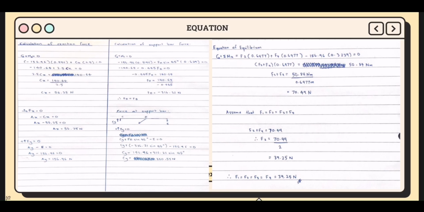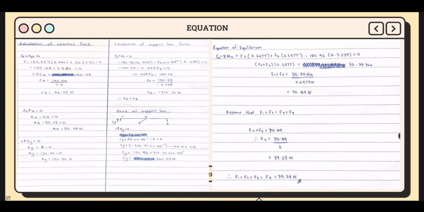Then the reacting forces on the y-axis are Ay and the force at E. Because the object is in equilibrium, the total force in that direction is equal to 0. So we can find the Ay value by substituting the force at point E in the Ay minus E equal to 0 equation and moving the negative 156.96 to the right, and we'll get the Ay value.